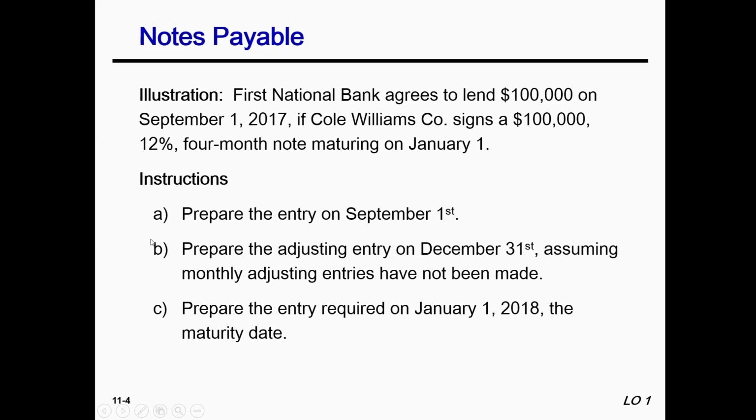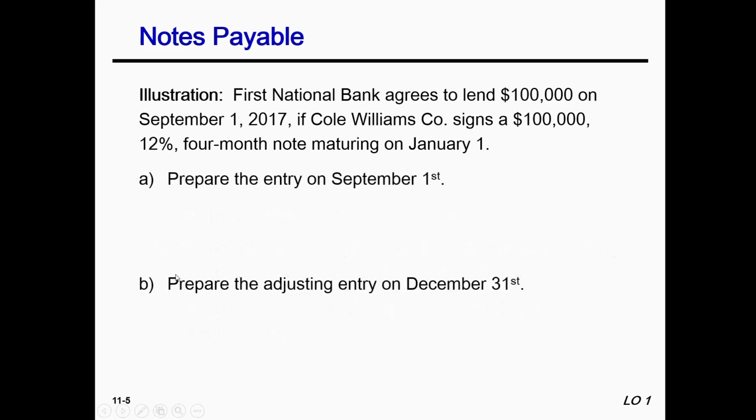So let's start looking at the requirements, or the instructions, of what we have to record. Number one, part A, prepare the entry on September 1st. So what happened on September 1st? The borrowing happened. Colie William Company borrowed money, so they received cash and they signed the notes payable. So cash gets debit 100,000 and notes payable gets credit 100,000.